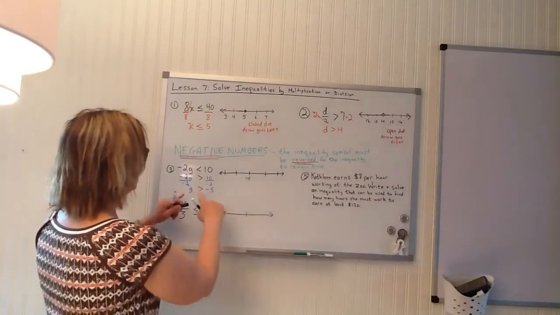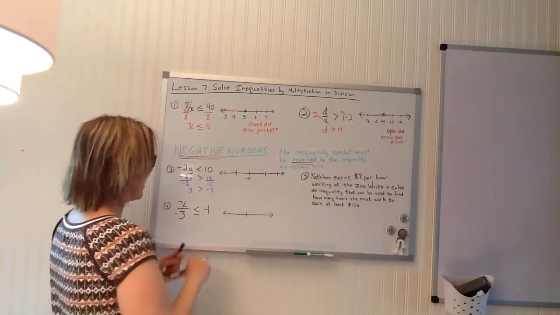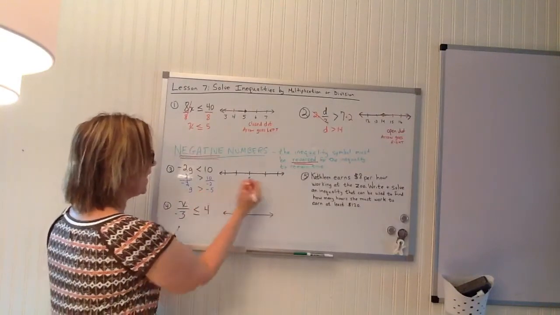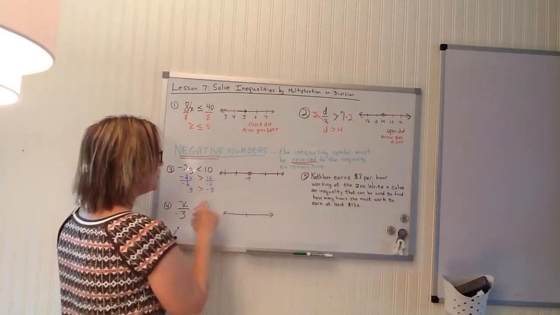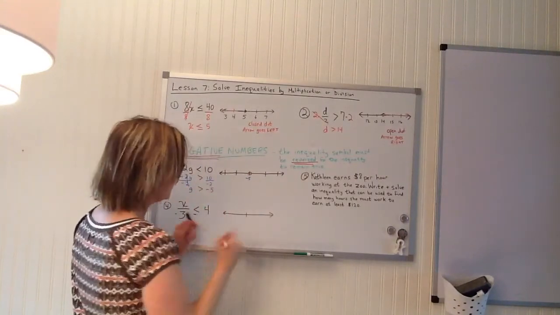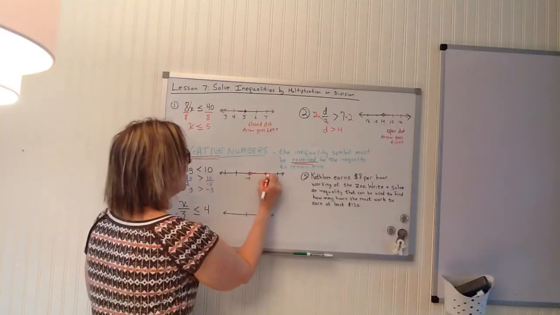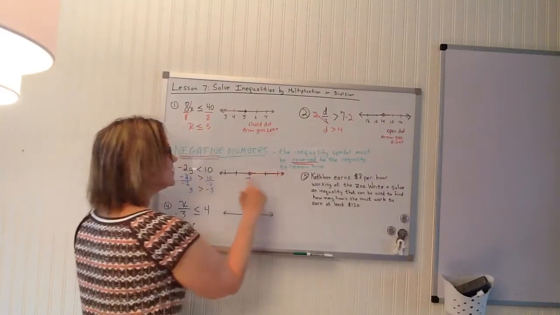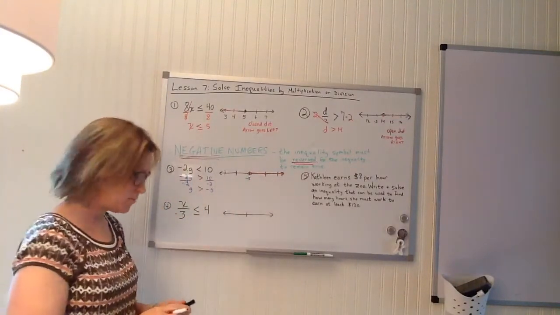Okay, so g is greater than negative 5. Already I know it's an open dot. And which direction am I going to go? The arrow's going this way, so I know I'm going to continue my arrow this way. But let's look and see how we're going to number this number line.